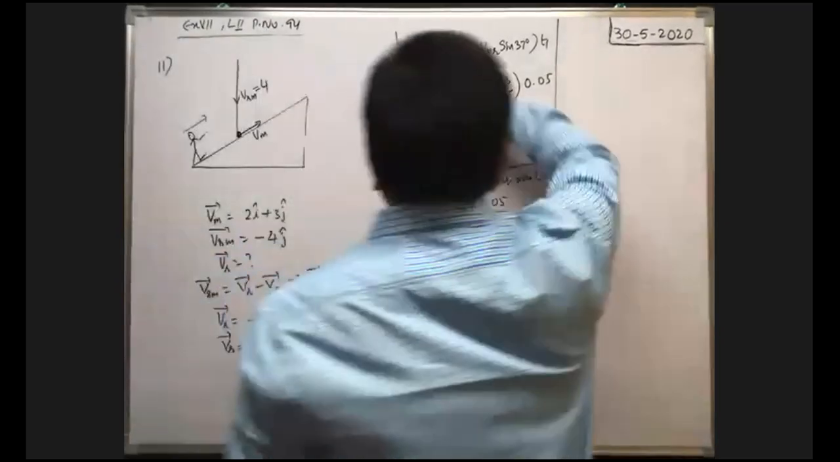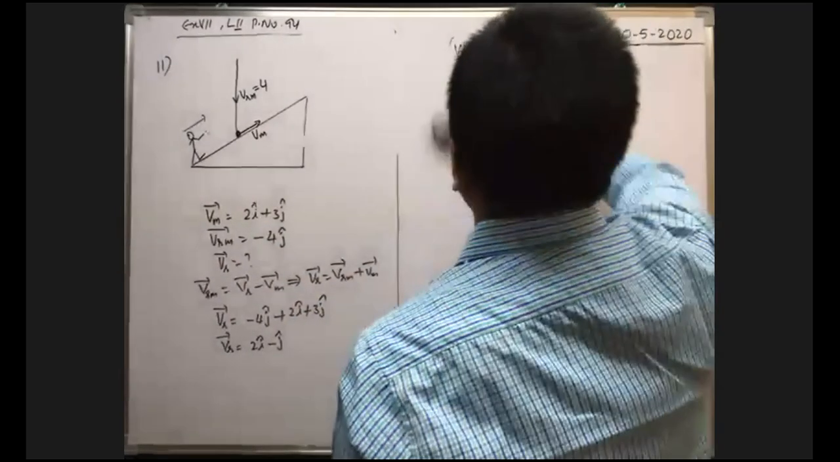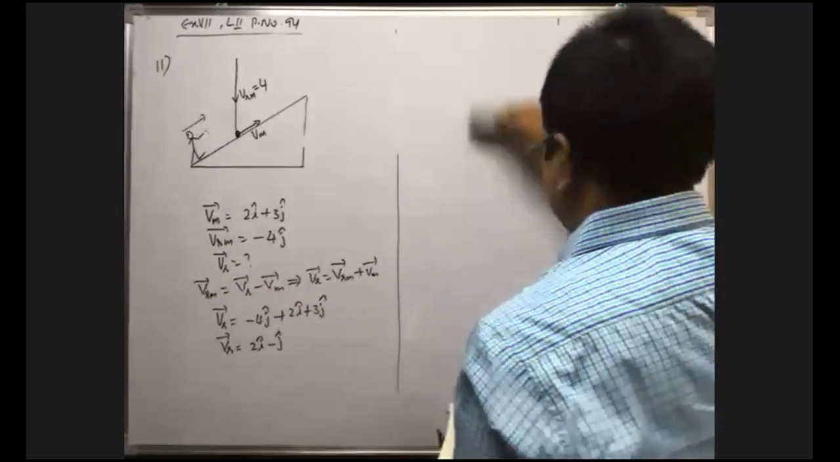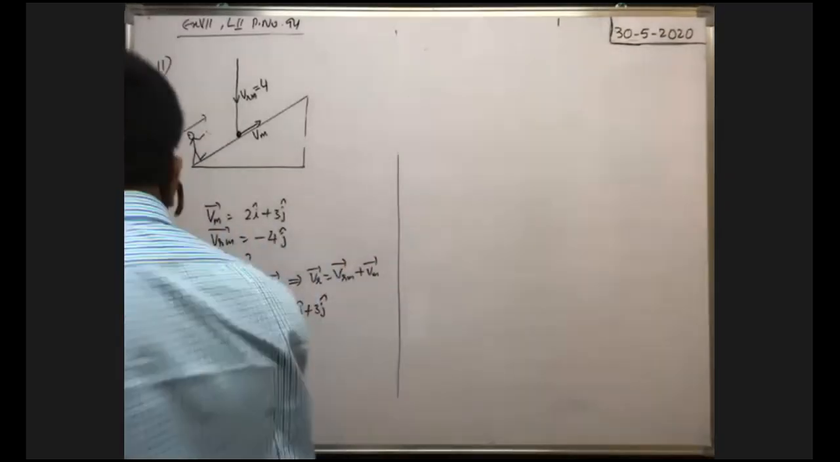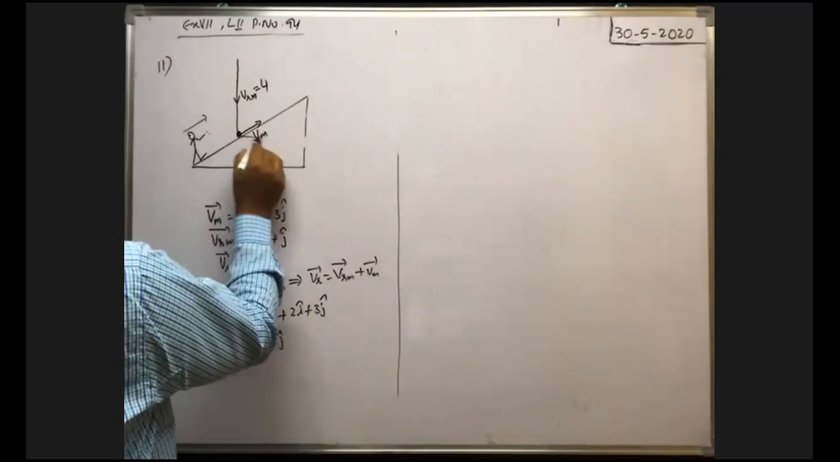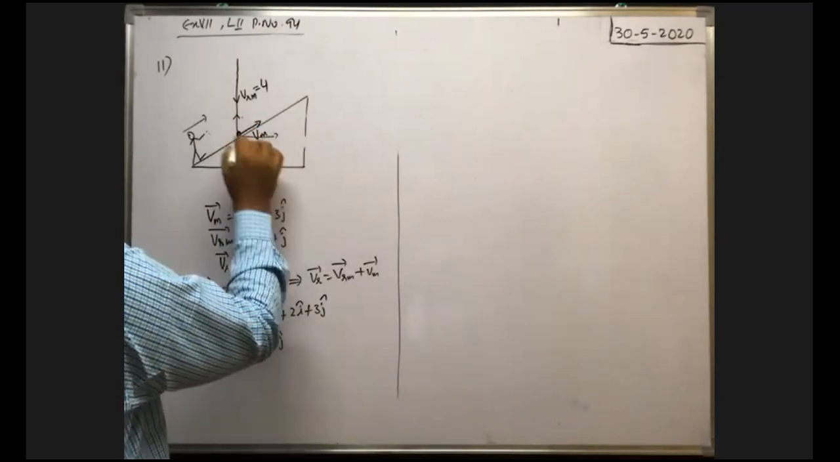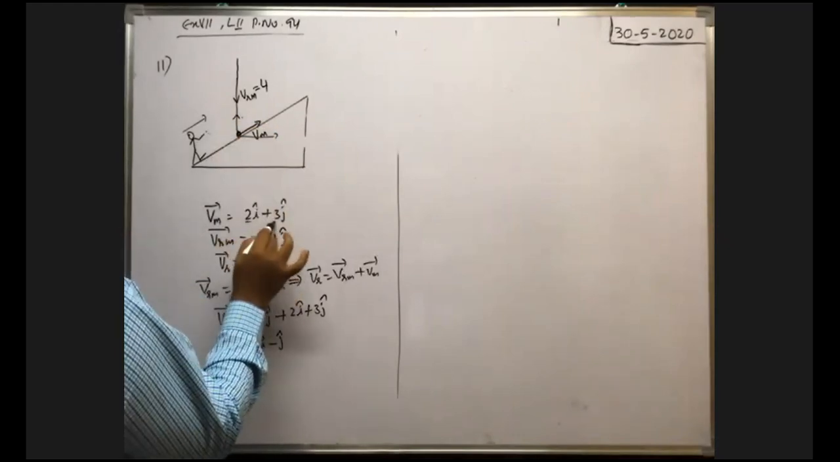Here, if the man is running down with the same speed, see, when the man is running upwards, the horizontal component is this one, the vertical component is this one. The horizontal component is positive, the vertical component is positive. That's why both are positive.